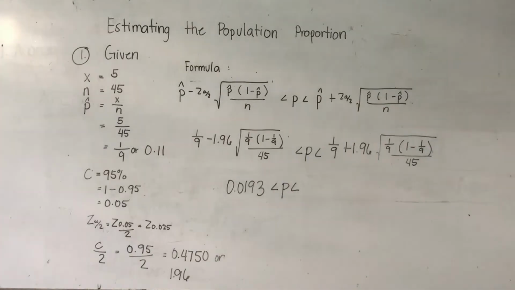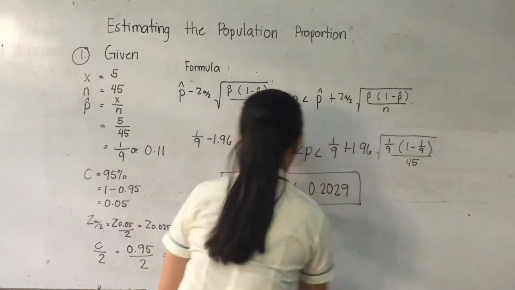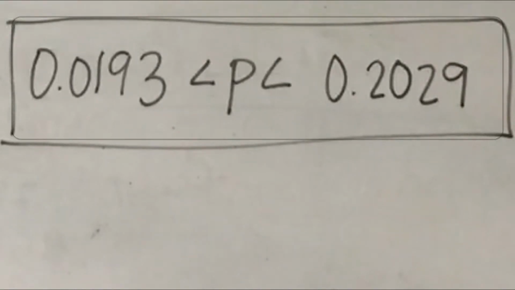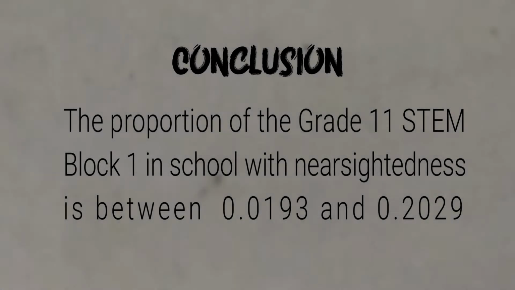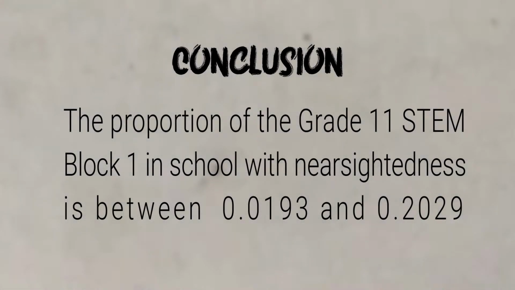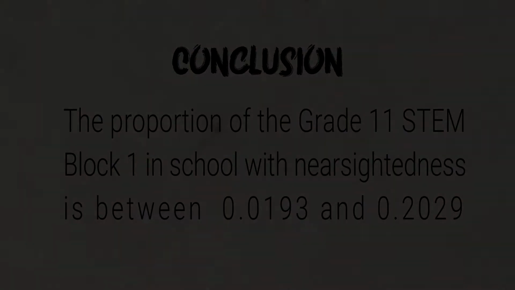So we get 0.0193 less than p less than 0.2029. Therefore, the proportion of the grade 11 STEM Block 1 students in school with nearsightedness is between 0.0193 and 0.2029.